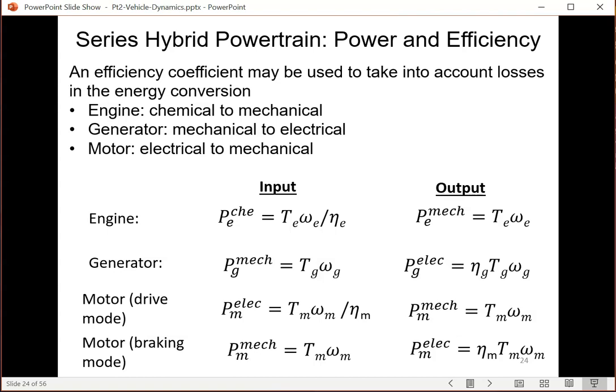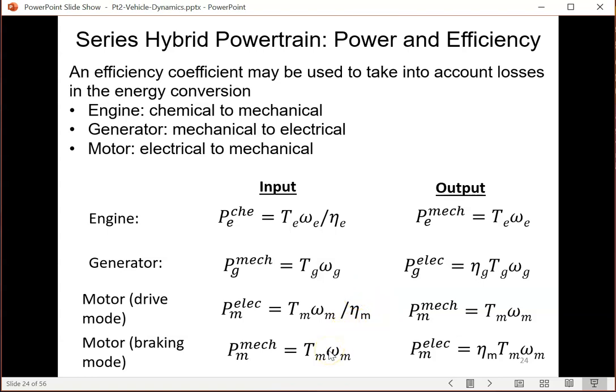The motor, however, has two different modes. When you are driving, the mechanical power is output, that's TW times omega W, and the input is voltage and current. But that can be calculated by dividing the mechanical power by the efficiency of the motor, that's eta M. Again, this number can be quite high, in the 90s percent.